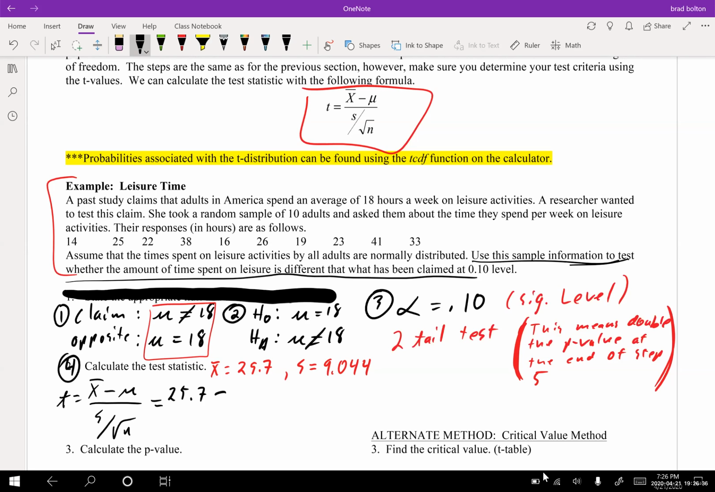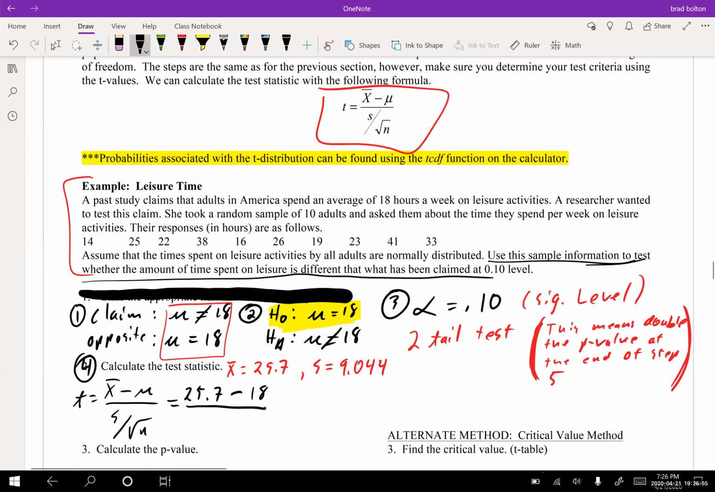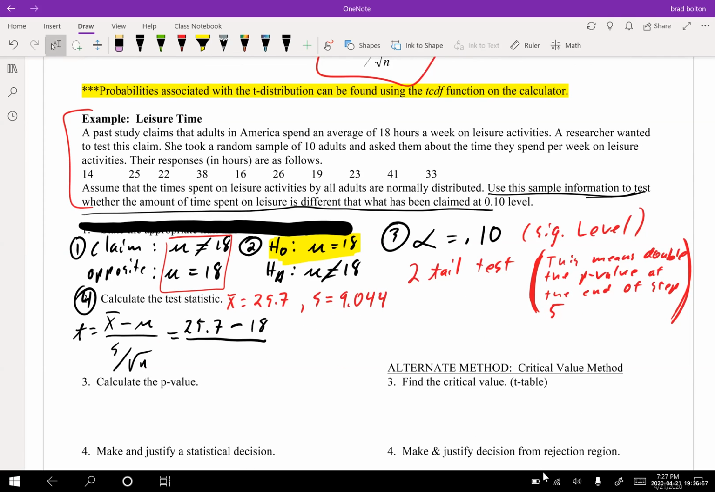What's my mu? Well, remember, we have to go back and look at the null hypothesis. The null hypothesis says that mu is 18. So I'm going to do 25.7 minus 18, and that's why the null has to be equals, because you're going to substitute this back in. And then our standard error is 9.044 divided by the square root of 10, because there were 10 adults in the sample, okay?